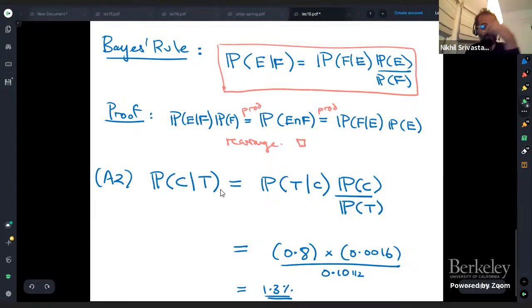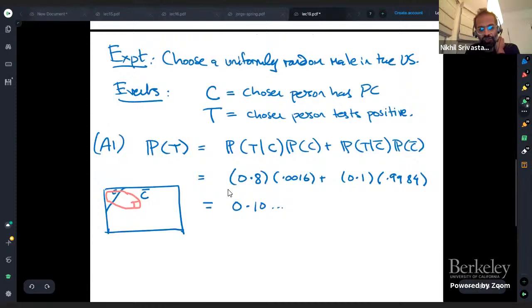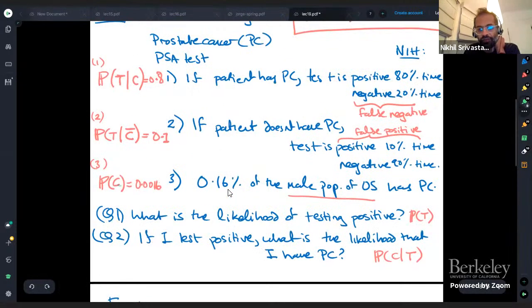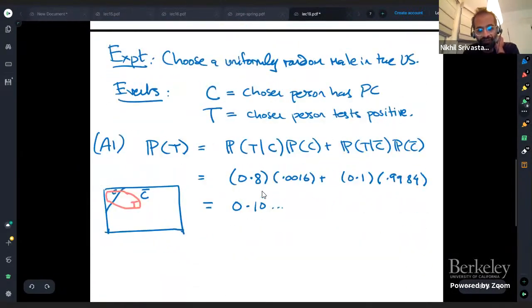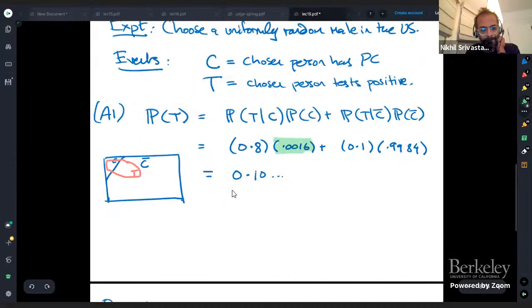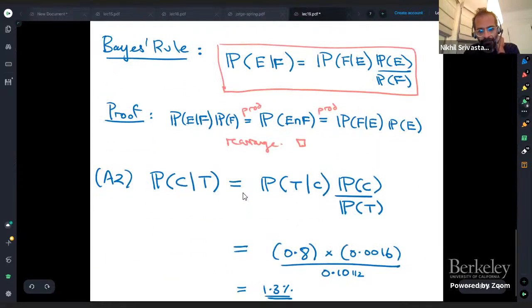There's one feature of this which I really want to highlight: we could not have done these calculations without knowing what fraction of the population actually had the disease. We couldn't have done them without knowing item 3. This 0.116 appeared in a very important way in both these calculations.